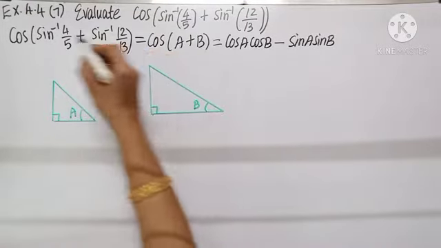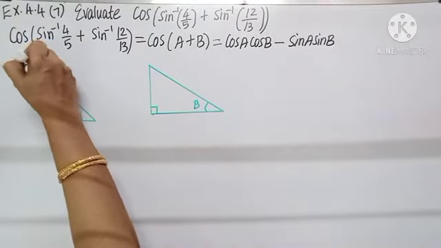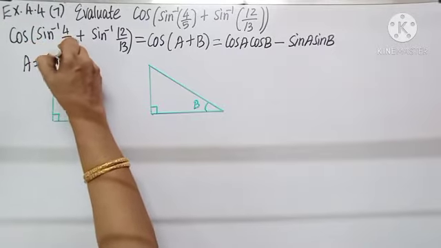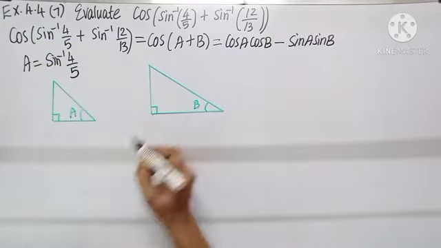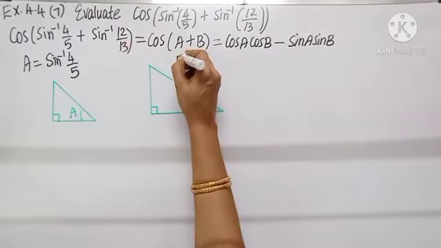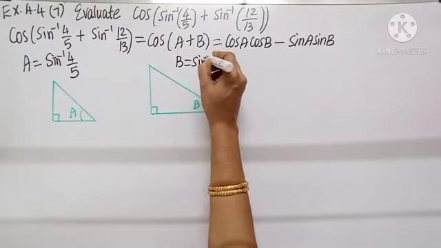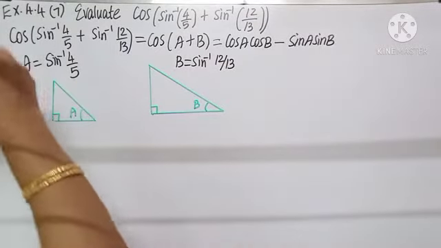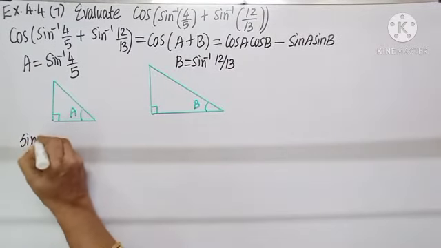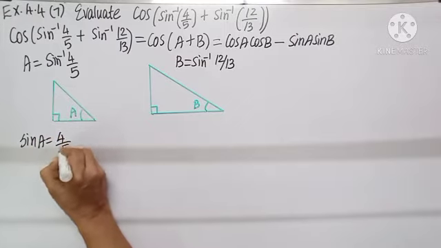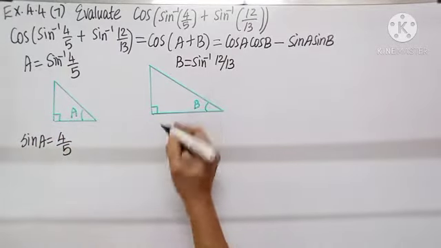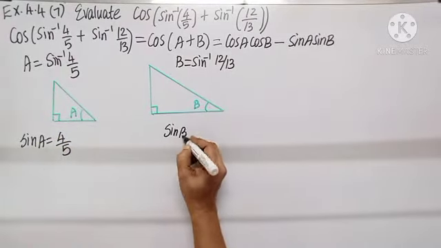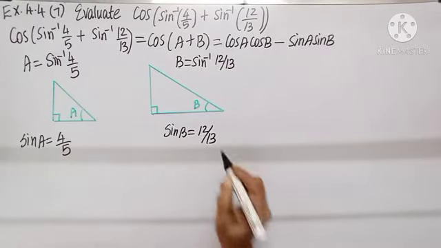What is A? Let me write here. A equals sin inverse 4 by 5. What is B? B equals sin inverse 12 by 13. From this, bring sin inverse to the left. Sin A equals 4 by 5. If I bring sin inverse to the left, sin B equals 12 by 13.